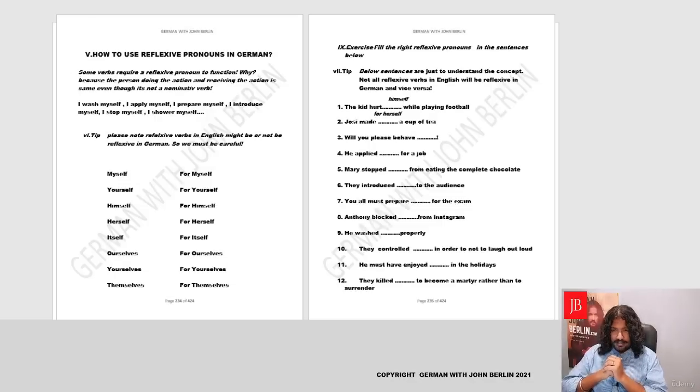Let's get started. So as you see, some verbs in German have a certain kind of meaning in which you use the subject as well as the object as the same person. Though they are not nominative verbs, they still have the same subject and the same object. For example, I wash myself. So I'm washing myself, I and myself being the same person.